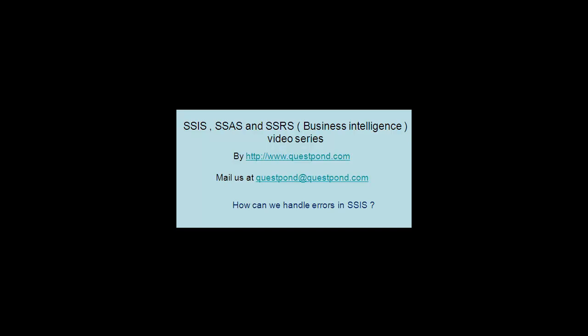Okay, so now that we have seen a sample demo of SSIS, the next logical question would be how we can handle errors in SSIS. So in this video, we will see three ways by which you can handle errors in SSIS. We'll use the same sample demo which we had previously demonstrated, and in this demo we'll inject an error and see how we can handle it.